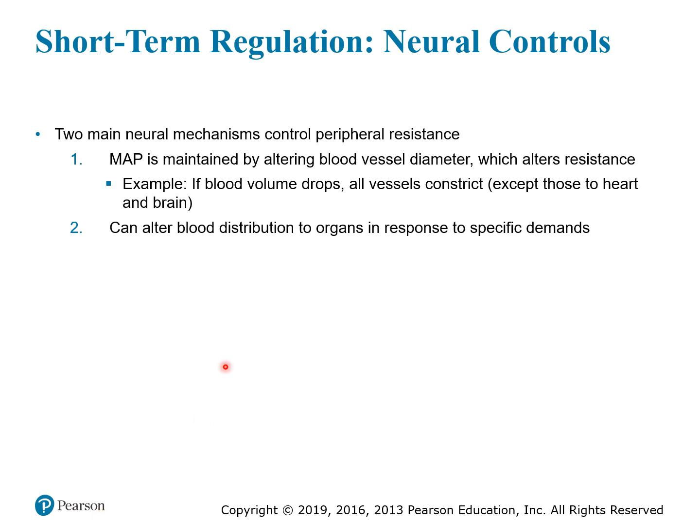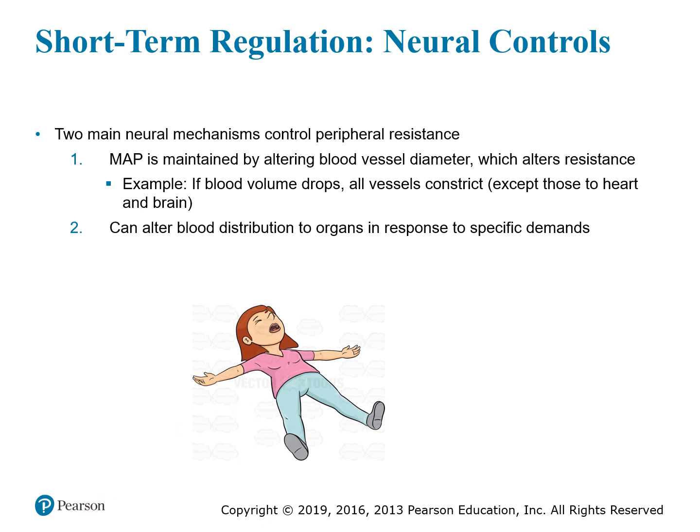For example, consider a person who, for some reason, has a decreased blood volume. Maybe they got in some accident and lost a large amount of blood, and now their blood volume has decreased. So now what is the body going to do? Because of that, it has to maintain the arterial pressure. So what does the body do? The neural mechanisms send signals to the vessels, especially the arterioles, and then these vessels constrict.